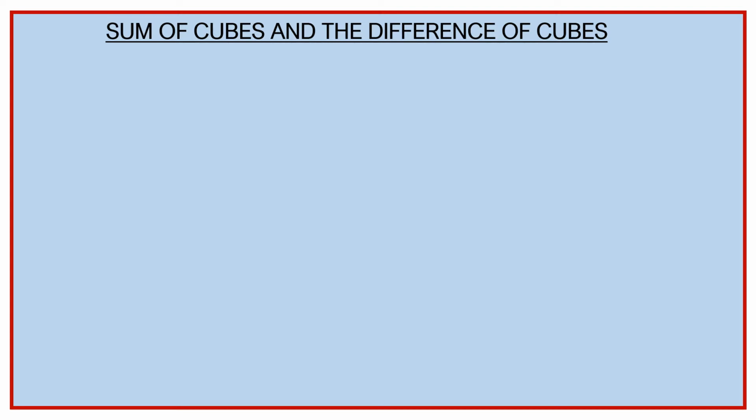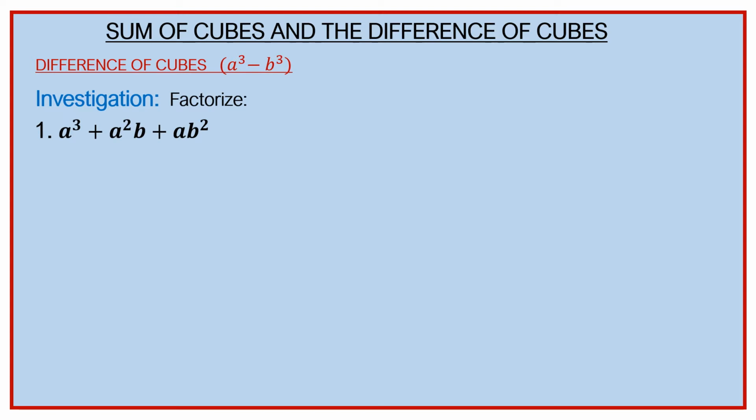Today, we will look at the sum of cubes and the difference of cubes. When we talk about cubes, we actually mean the power of 3. So we begin with the difference of cubes, a³ − b³. So let us begin with an investigation.